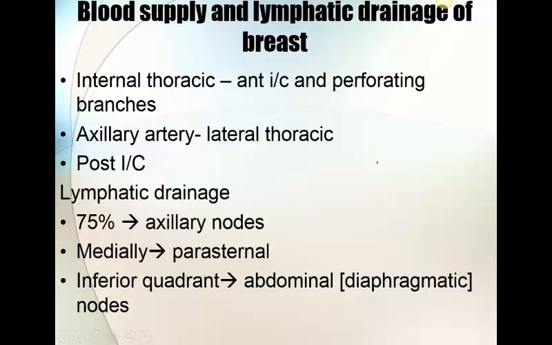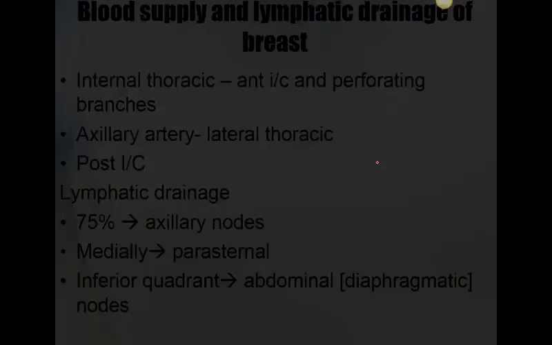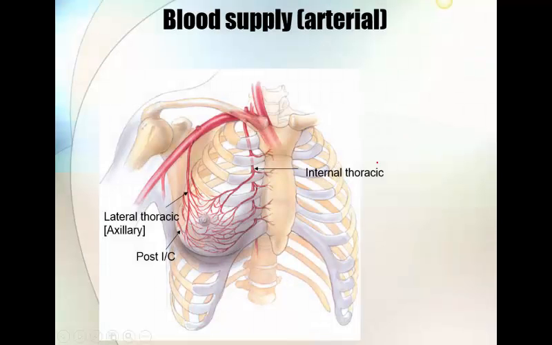75% of the lymphatic drainage goes to the axillary group of lymph nodes. The medial quadrants also go to the parasternal, and we'll see the inferior quadrant, especially the lower medial inferior quadrant, goes into the abdominal group of lymph nodes. So here is the blood supply. You can see the internal thoracic through its anterior intercostal and perforating branches, the posterior intercostal and the lateral thoracic artery.